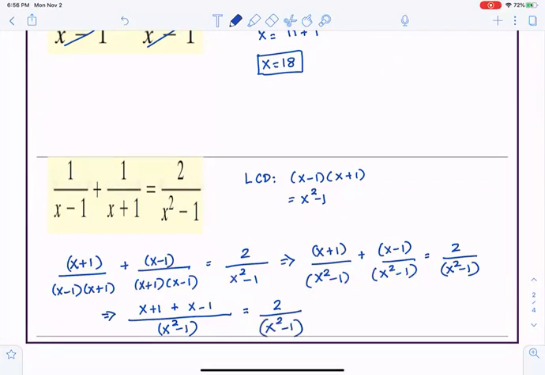Now I'm at a point where the denominator on the left-hand side is equal to the denominator on the right-hand side. So I can simply cancel them out. So I have x plus x, which is 2x. 1 minus 1 is 0. So 2x would simply equal 2. Divide by 2 on both sides. We will end up getting x equal to 1.